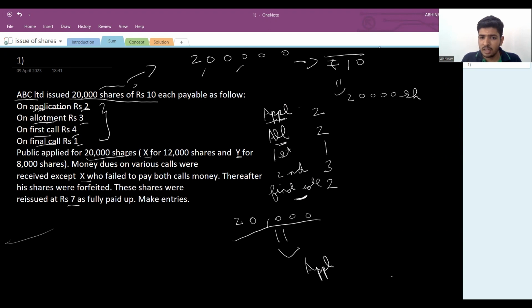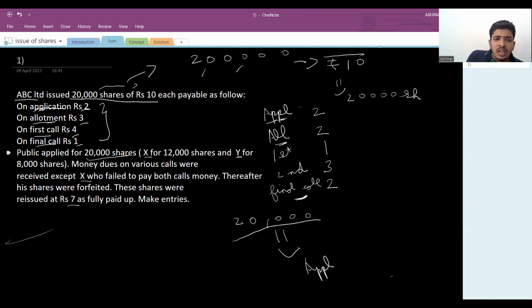But always keep this in mind. The public can apply for more or less. It may apply for 30,000 shares or it may apply for 10,000 shares. These two are different concepts. Issued means the number of shares the company wants to sell or has right now to sell. Public applied means the number of shares the public is interested to buy. In this question, both are equal, that the public wants to buy the number of shares the company wants to sell. But it may be different for different cases. All these cases will be covered in the next questions. But for the whole concept, you need to understand only this much.